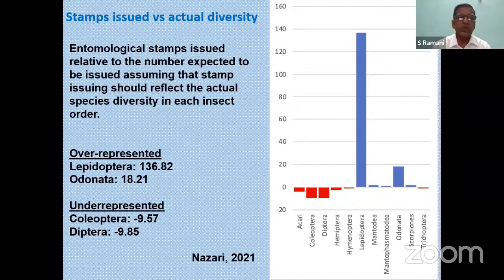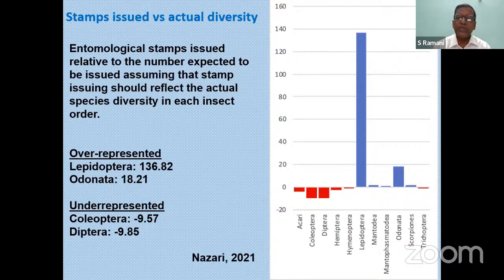Similarly, Odonatans, the dragonflies and damselflies, are almost 18 times more represented than others. You can see the graph there, where it shows the Lepidopterans and the Odonatans are the ones more represented on stamps compared to the actual diversity that is seen. If you see the actual diversity and the number of stamps that should have come, it should have been Coleoptera, but unfortunately it is underrepresented, by -0.957. Also Diptera, which is underrepresented by -9.85.